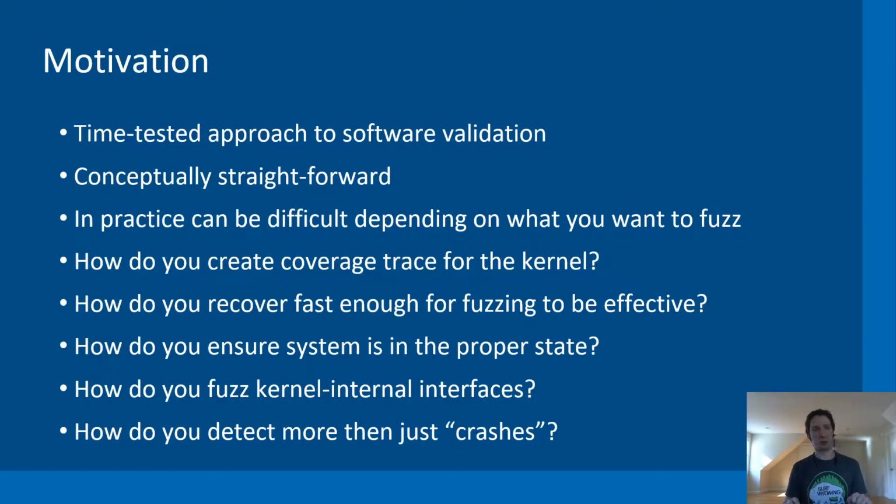Also, how do you fuzz kernel internal interfaces? It's quite challenging when you fuzz well-established APIs and ABIs like the system call interface. This might be a little bit simpler, but for kernel internal interfaces, this can be quite challenging. And also, we might want to detect more than just crash conditions when the kernel crashes. We might be interested in detecting other scenarios like double fetches, for example.